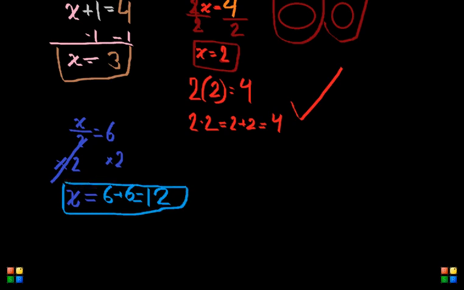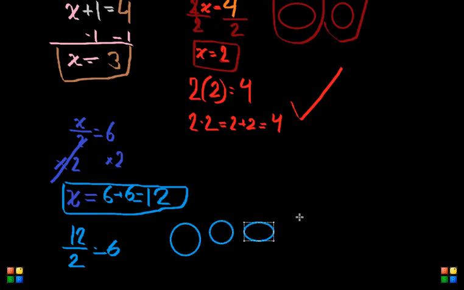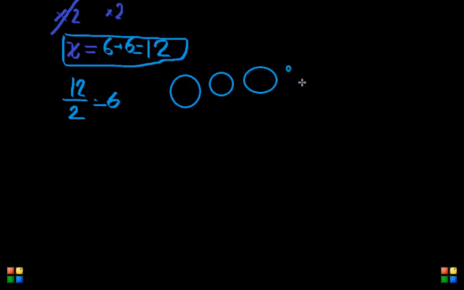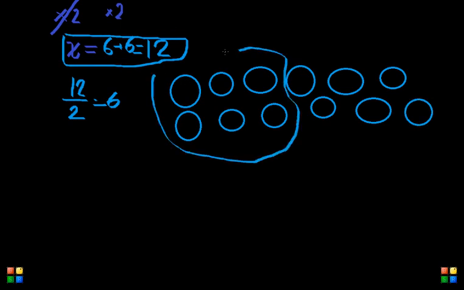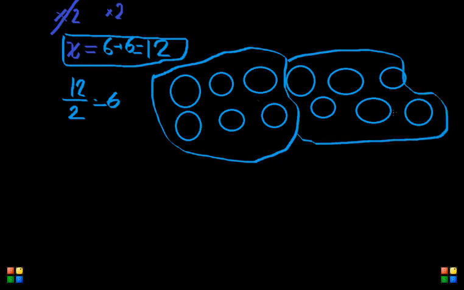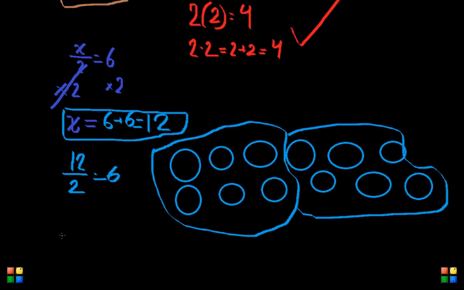See that? Now let's just make sure it's correct. So 12 divided by 2 is equal to 6. So use the circle method. So 1, 2, 3, 4, 5, 6, 7, 8, 9, 10, 11, 12. Now let's just circle them up into 2 even groups. Here's 1 even group. Here's 1 even group. How many are in each group? 6. Each group has the same number, so it's even. So that works. That's using division.